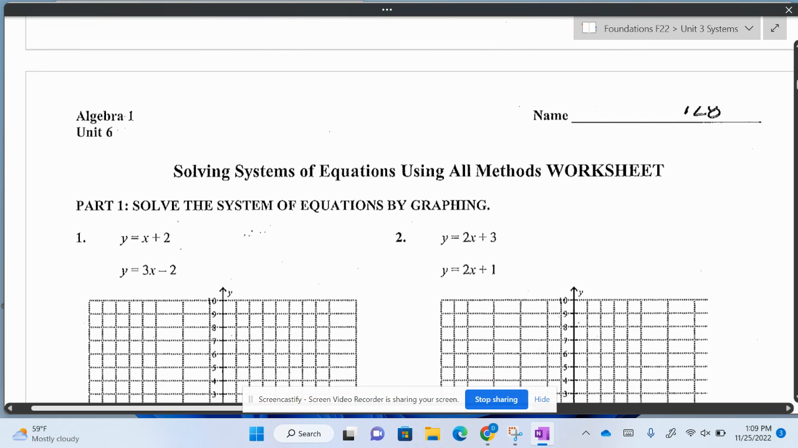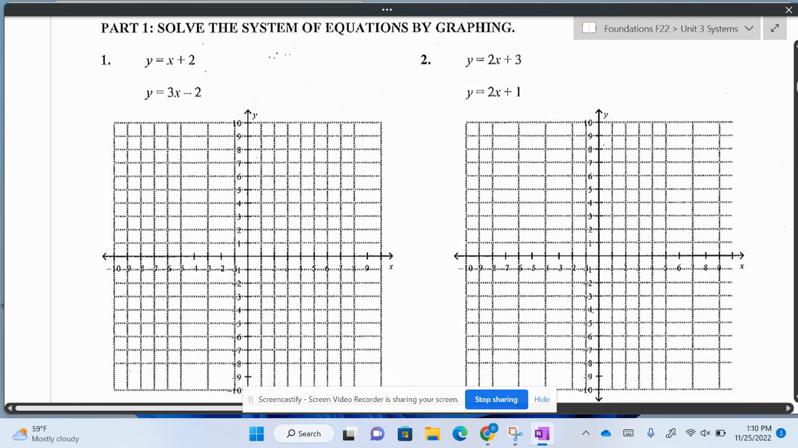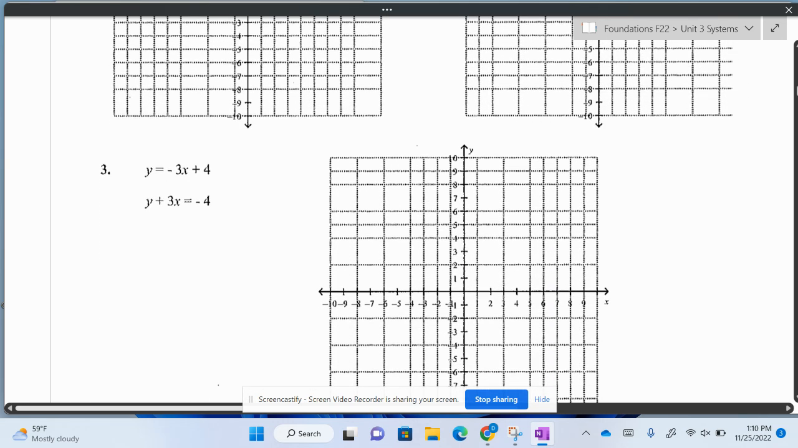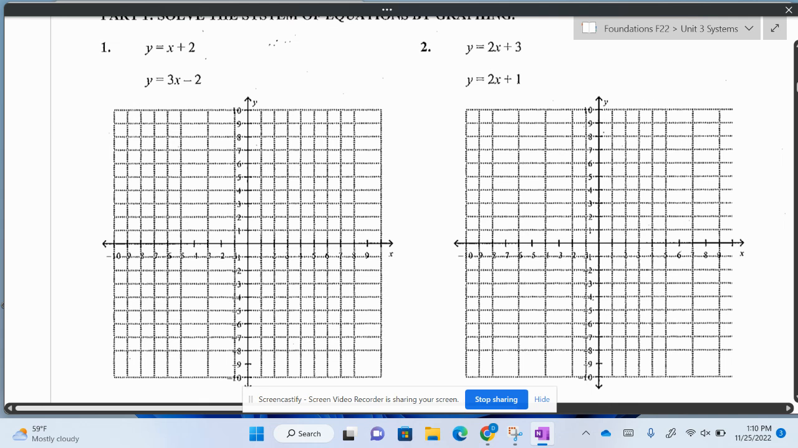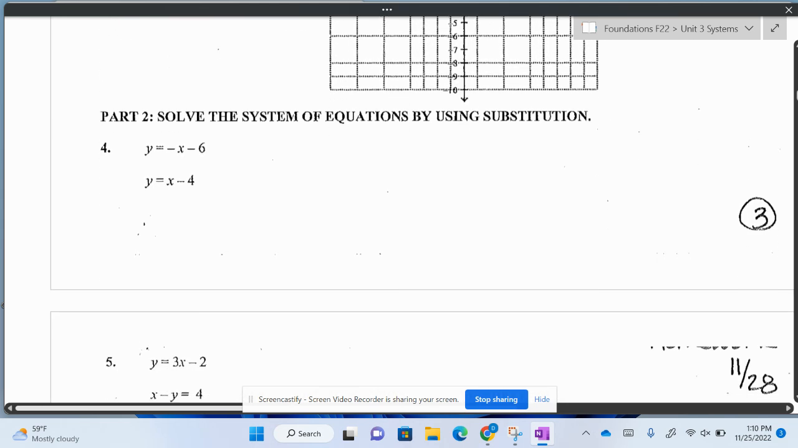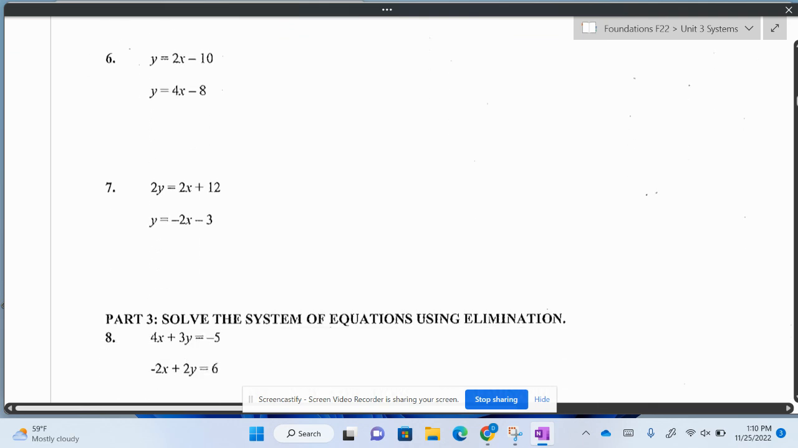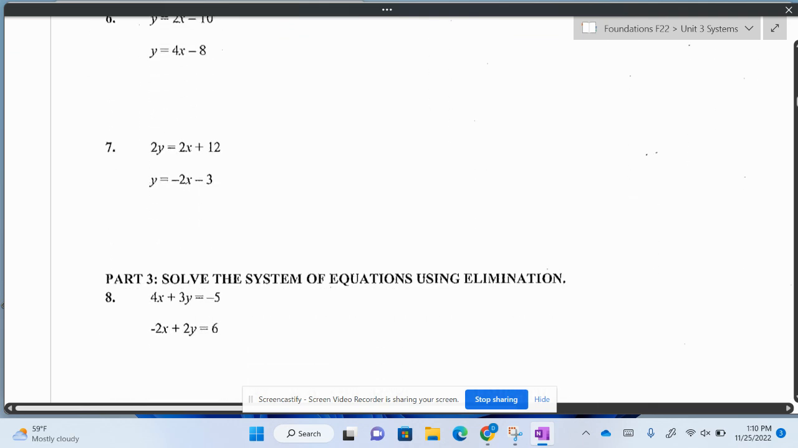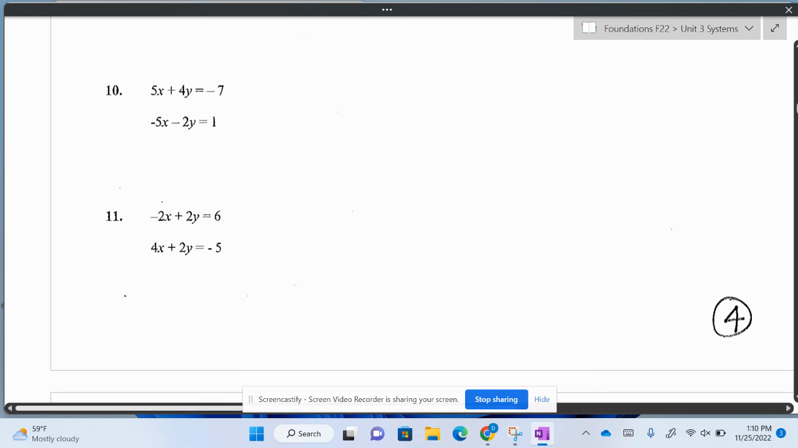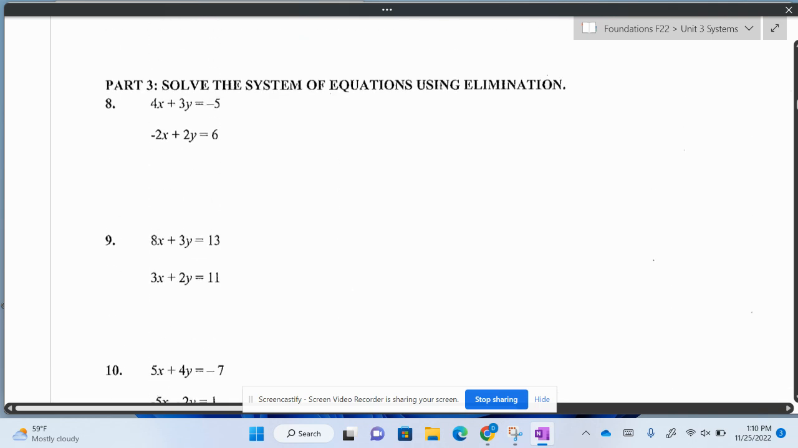So your homework for today, you are going to complete page 3. You have 3 examples where you solve the system using graphing. And then you have 4 that you solve using substitution, and 4 that you solve using elimination. And that is your homework.